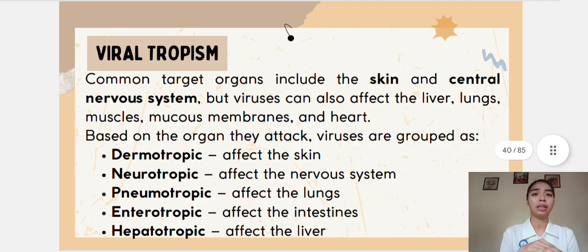So, based on the organ they attack, viruses are grouped as dermotropic, or yung favorite place nila. Sabihin natin favorite place nila, yung gusto nilang i-infect, is the skin. The neurotropic virus, yung favorite place nila is nervous system. Pneumotropic, yung favorite place nila is of course the lungs. Enterotropic, favorite place nilang infect is our intestine or yung gut natin. So, hepatotropic, our last one, based on the group, ang favorite place nila is the liver.